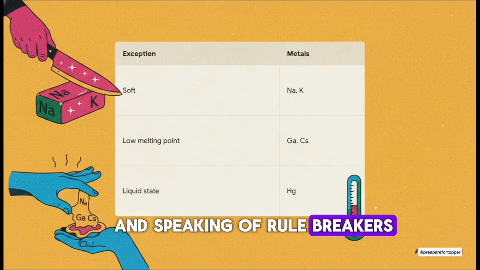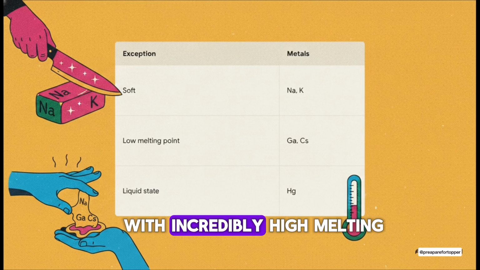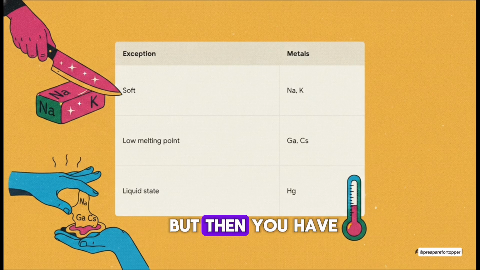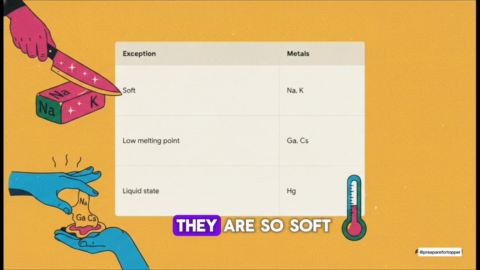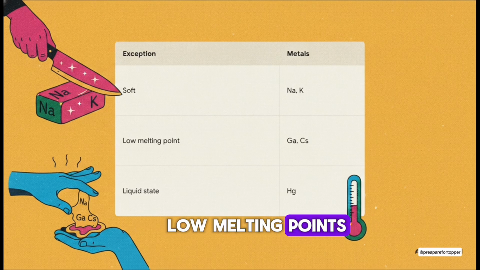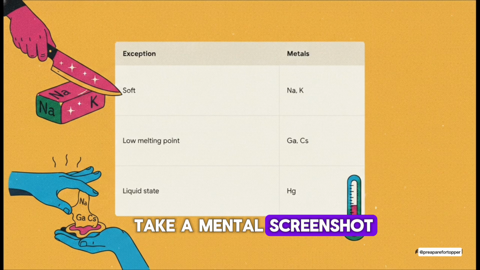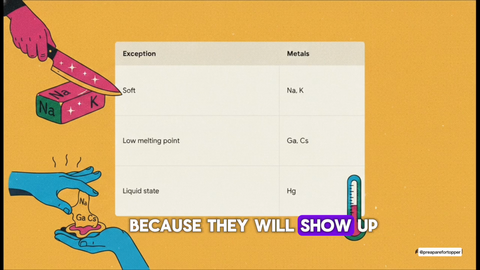And speaking of rule breakers, let's look at the metal side. Metals are supposed to be rock hard with incredibly high melting points, right? But then you have sodium and potassium. They are so soft you can literally cut them with a regular kitchen knife, no joke. And then gallium and cesium. They have such incredibly low melting points that if you simply placed a piece in the warm palm of your hand, it would literally melt into a puddle. Take a mental screenshot of these anomalies right now because they will show up.